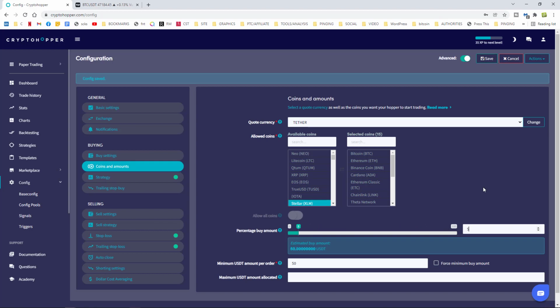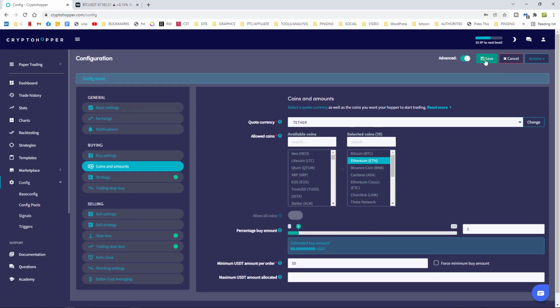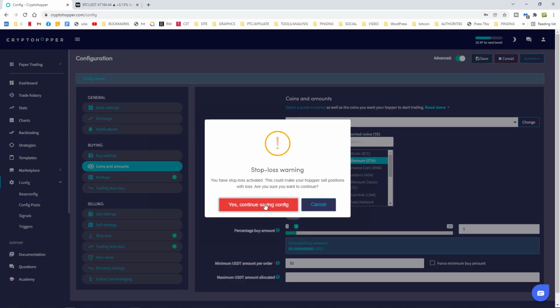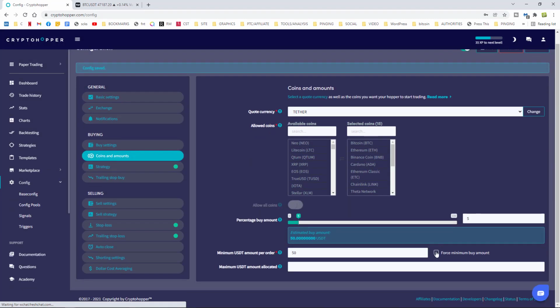So I'll put that to 5 again, and I'm going to choose my coins, which, you know, this will do for the experiment. All right, and click on save. Another thing I wanted to tell you about on this page is force minimum buy amount. If you select this, it will lock $50 in. So each time the bot buys, it is only going to buy $50 worth, right?